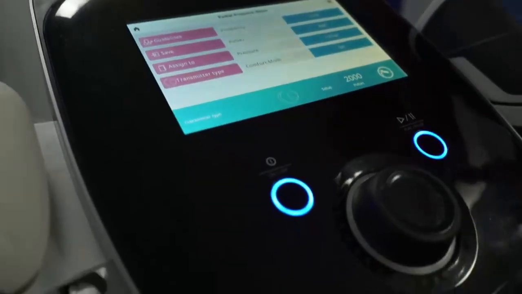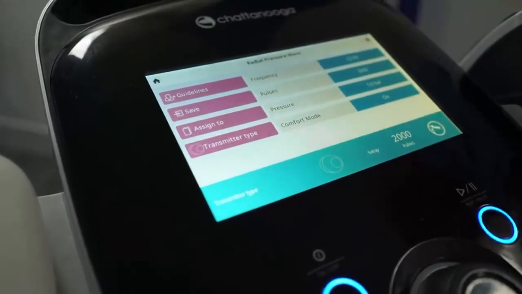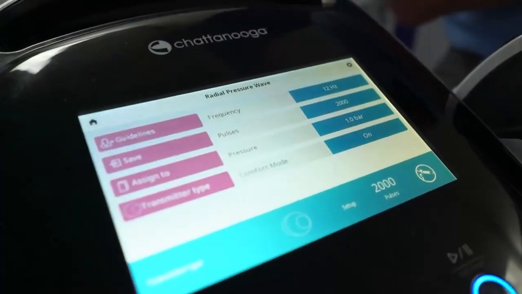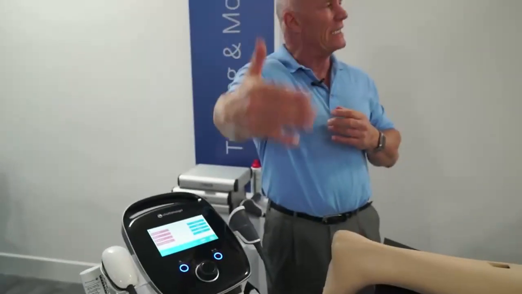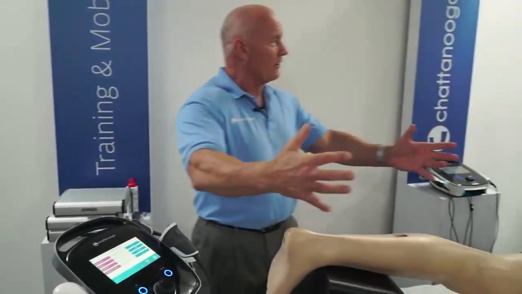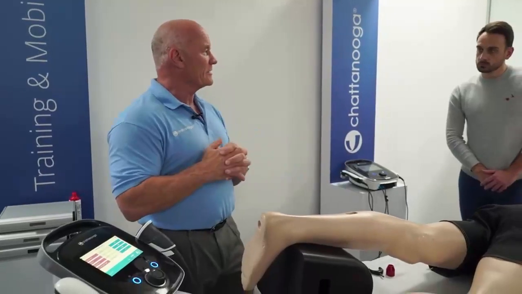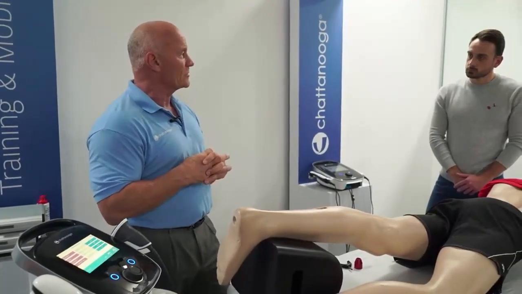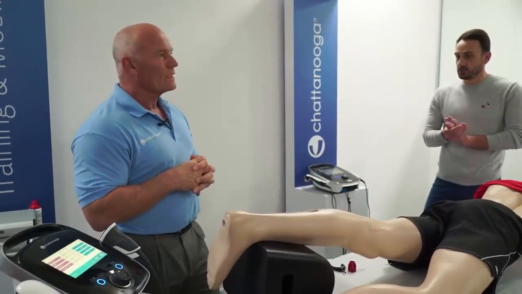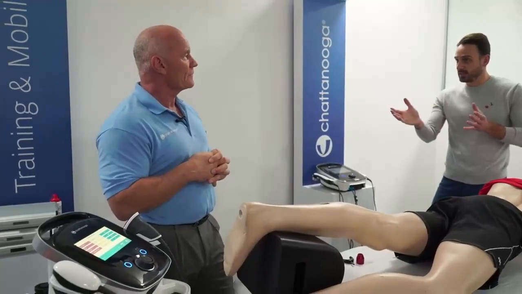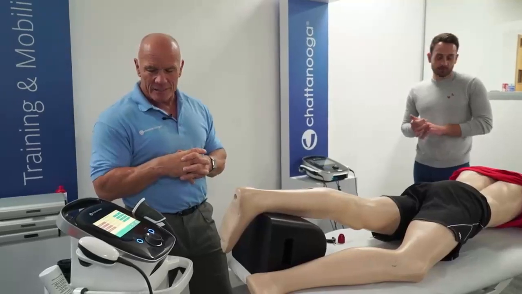Okay, so if I have a protocol on here which really works well for my SIJ patient, I can transfer that to the app, and if I have other clinics, I can send that protocol to my other clinics so they can benefit from my experience and the protocol that I found works for this patient. So when you create the protocol, you can share that with any other Chattanooga machines, if you have multiple of them in different clinics, when you find something that works. Exactly. Excellent. Okay, so that works really well.